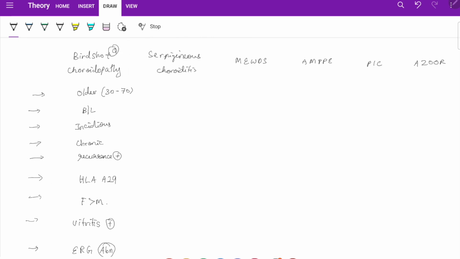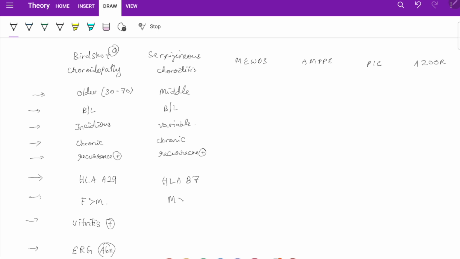Now coming to serpiginous choroiditis. What is serpiginous choroiditis? From the name itself, this is again going to occur in a middle age group. It is also going to be bilateral, and onset is going to be variable, it may be insidious or sudden. It is also going to be chronic and recurrent, recurrence is positive. And then this is going to be due to HLA B7.